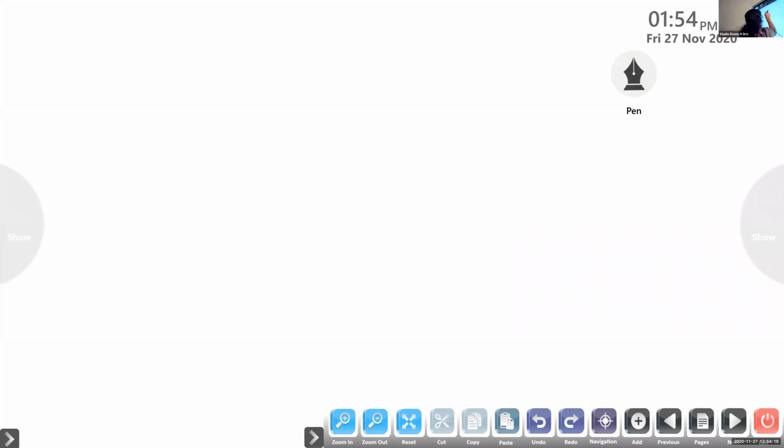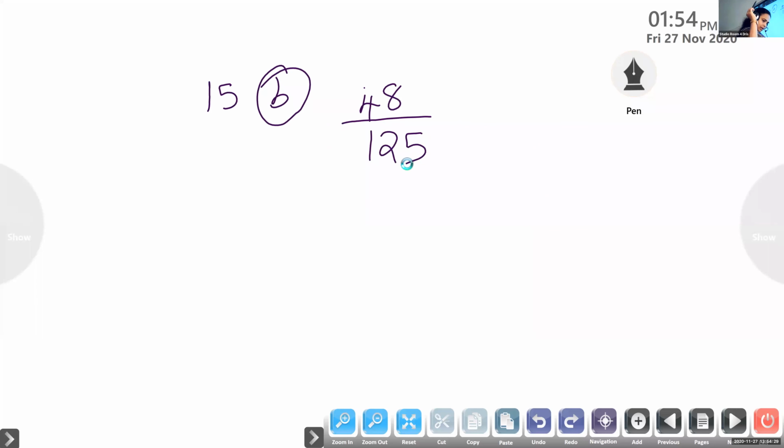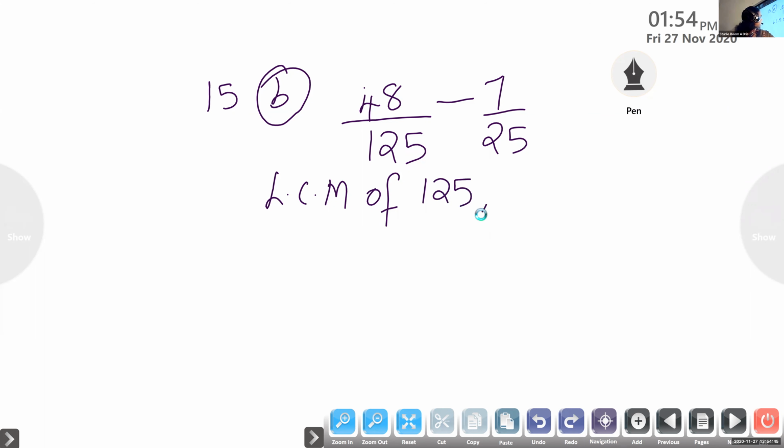Question number 15B. 48 by 125 minus 7 by 25. So find the LCM of 125 and 25. Yes, Chinmay, can you tell me the LCM of 125 and 25?